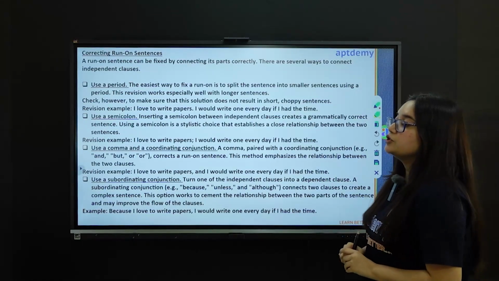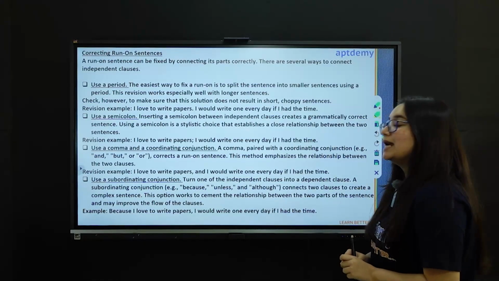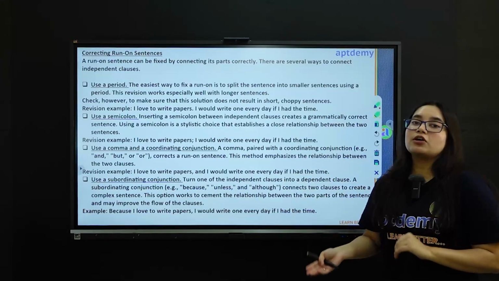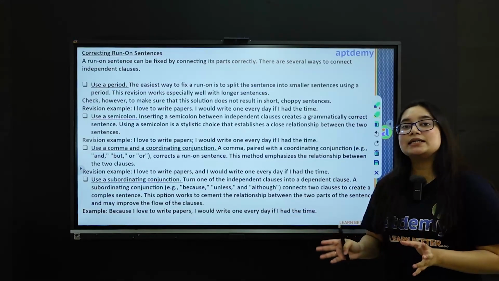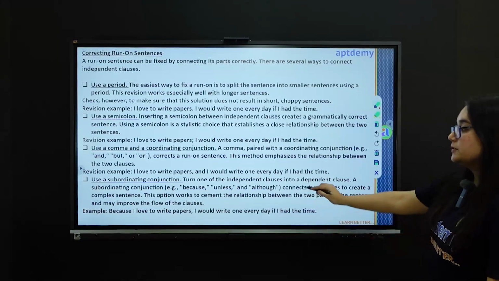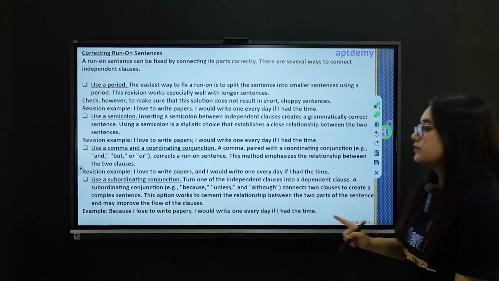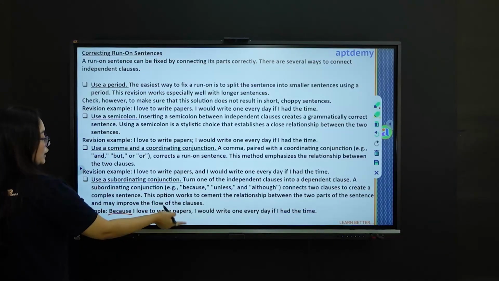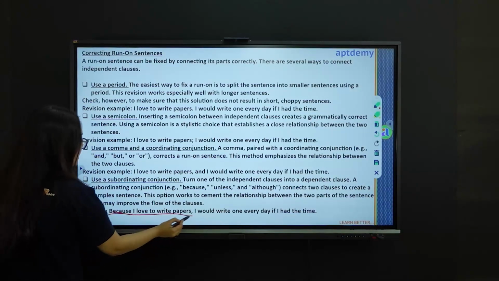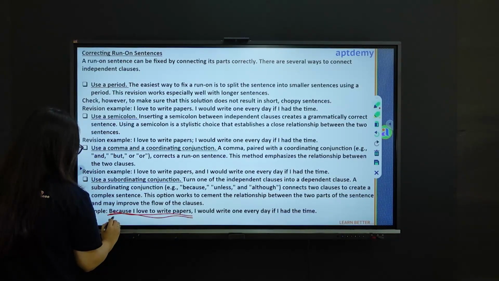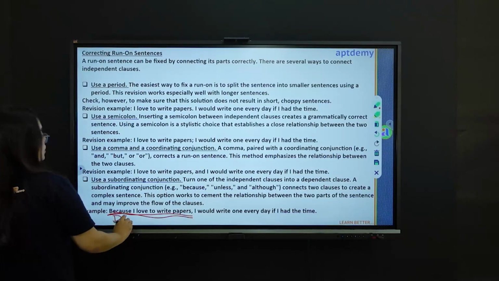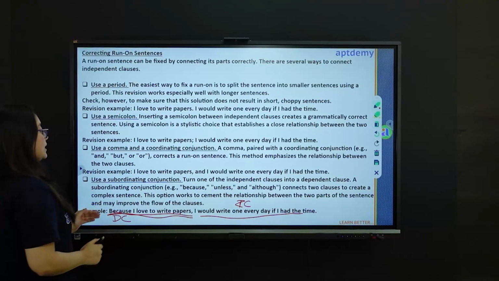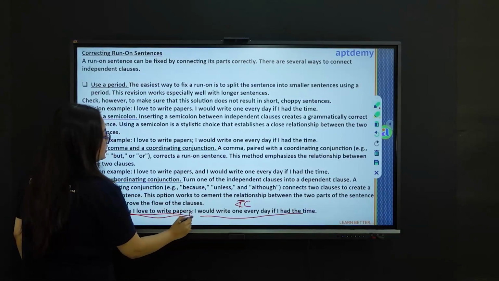Or the fourth method is using a subordinating conjunction and turning the IC into a DC, wherein it would be okay to use a comma, because we can connect a DC with an IC using a comma. So over here, if we add the subordinating conjunction before I love to write papers, it makes this entire clause a DC, or a dependent clause, and this is still an IC. So it is okay to connect the DC with an IC with just a comma.